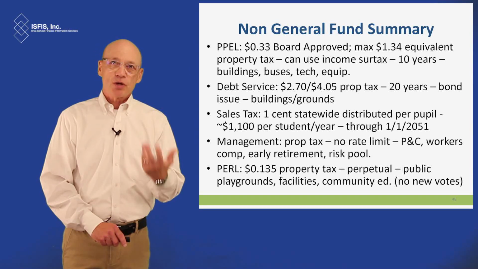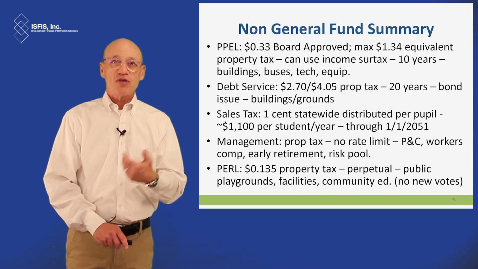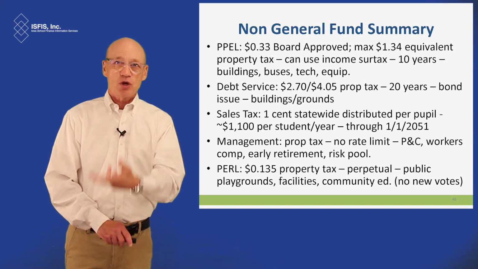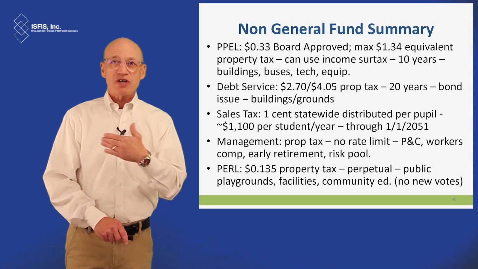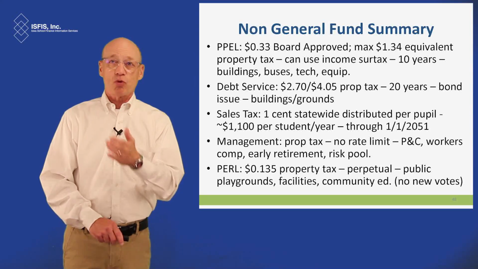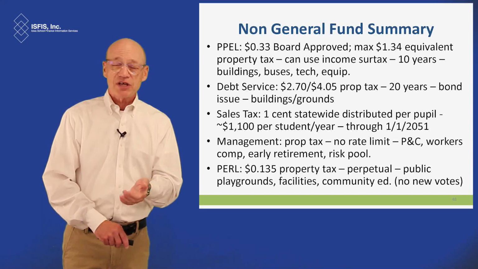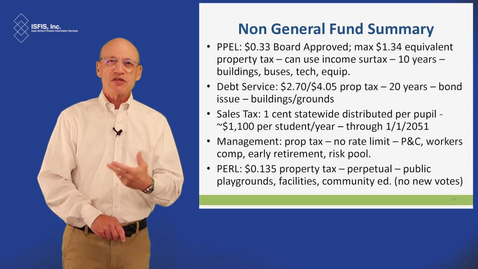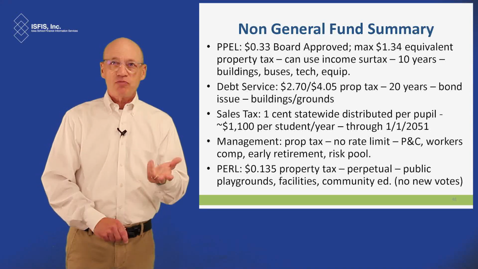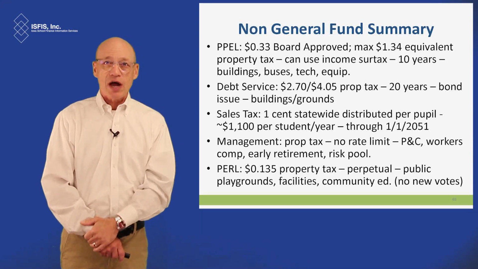And the things that the physical plant and equipment levy, or PPEL, can be spent on are things like buildings, buses, technology, and equipment. We've got a debt service levy, which is a maximum of either $2.70 per thousand or $4.05 per thousand of all property tax. It's 20 years, and if you want to think about this as traditionally what we think of as a bond issue, it's primarily used for funding buildings and grounds.